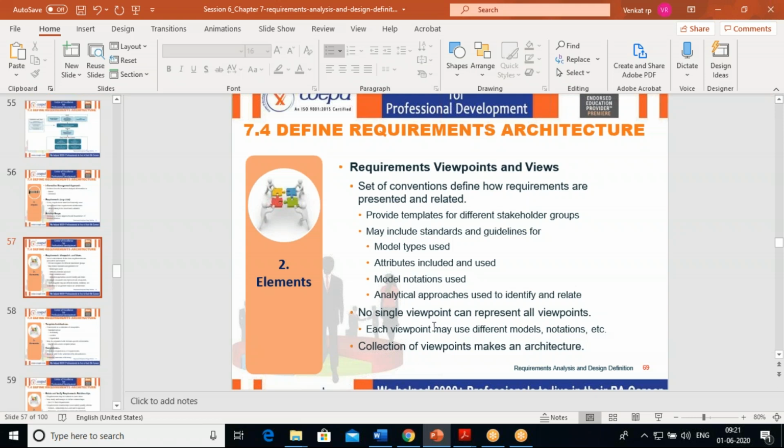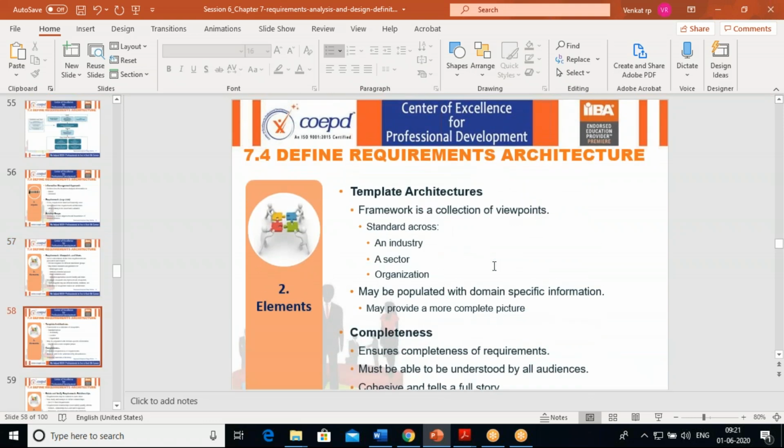And no single viewpoint can represent all viewpoints. That means we can go with multiple viewpoints rather than a single viewpoint. We can go with multiple viewpoints here. A collection of viewpoints makes an architecture.